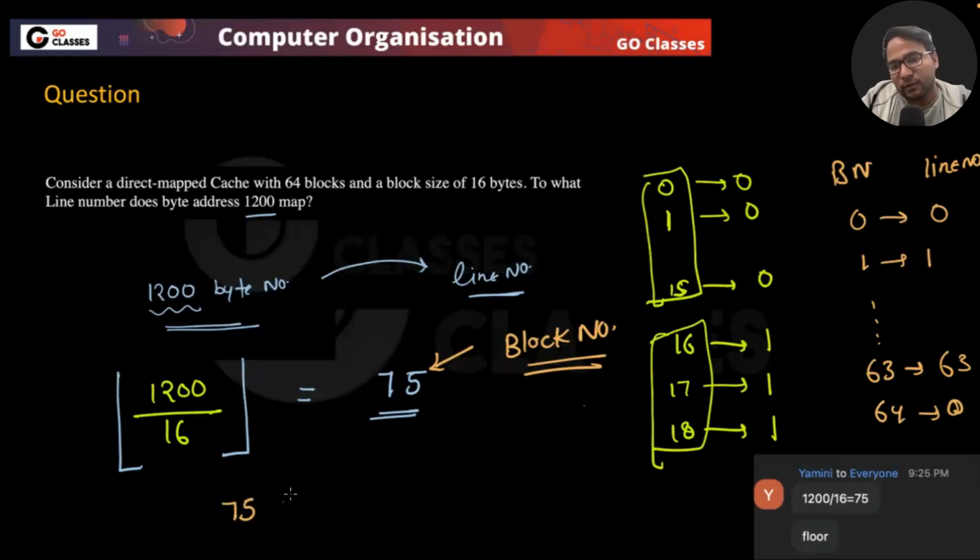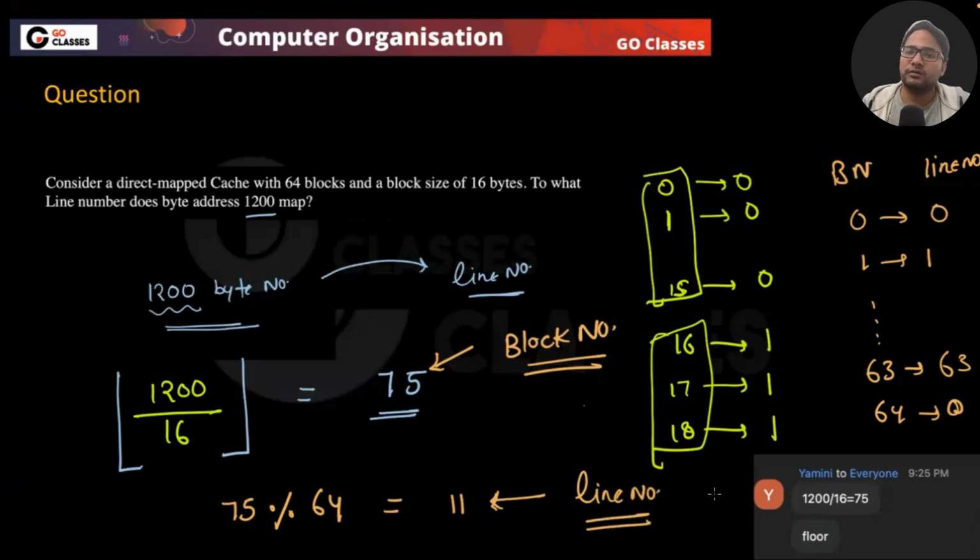So 75, the block number, mod the number of lines here will tell you how much it is. They are saying we have 64 blocks, and the cache maps with the 64 blocks. We are finding the remainder, not the divisor. So how much will the remainder be? 11, right? This is the remainder because this is a mod operation. So that's why it is the line number.